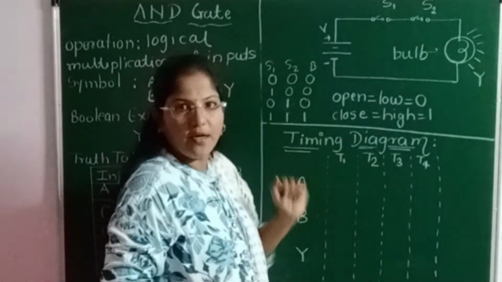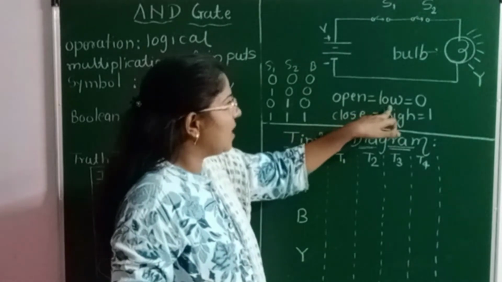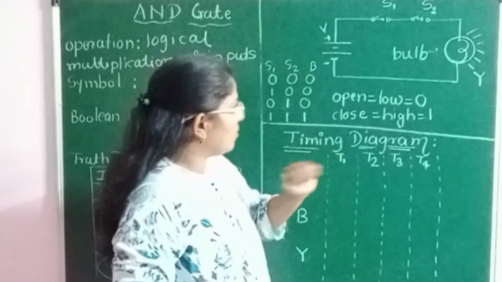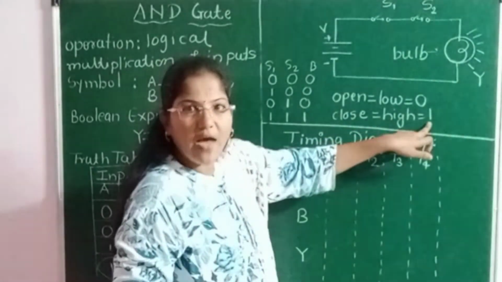That is 1. So you have to remember the values: when the switches are open and the output is low, that is 0. When the switches are closed and the output is high, it means the value is 1.